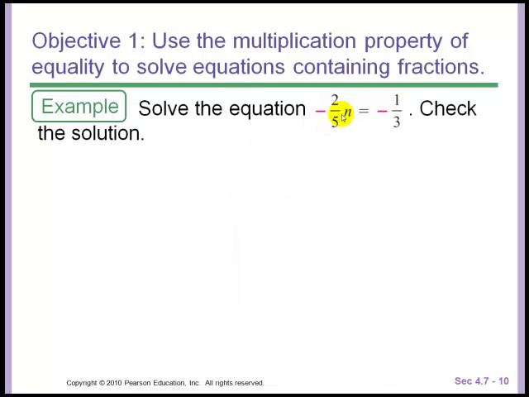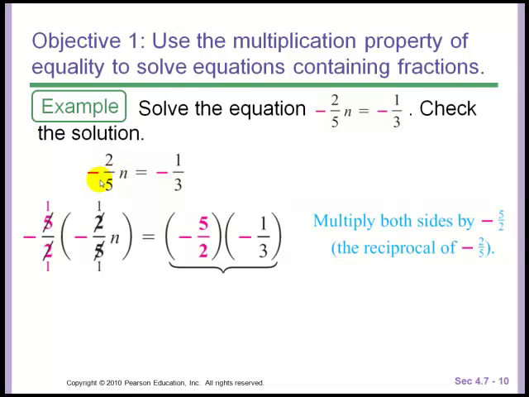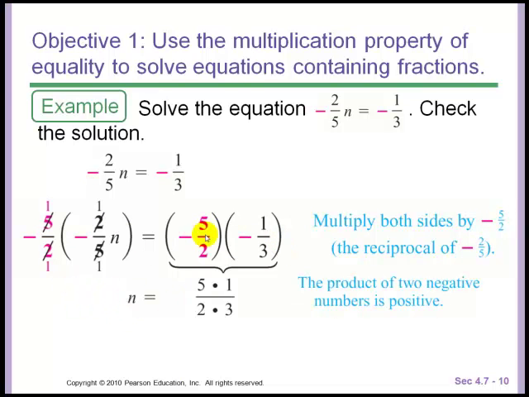Solve the equation negative 2/5 n equals negative 1/3. Again, we're going to get the n by itself by multiplying by the reciprocal of its current coefficient, which would be the reciprocal of negative 2/5, negative 5/2. Multiply both sides by negative 5/2. n is 5 over 6. In this case, there is no simplifying.